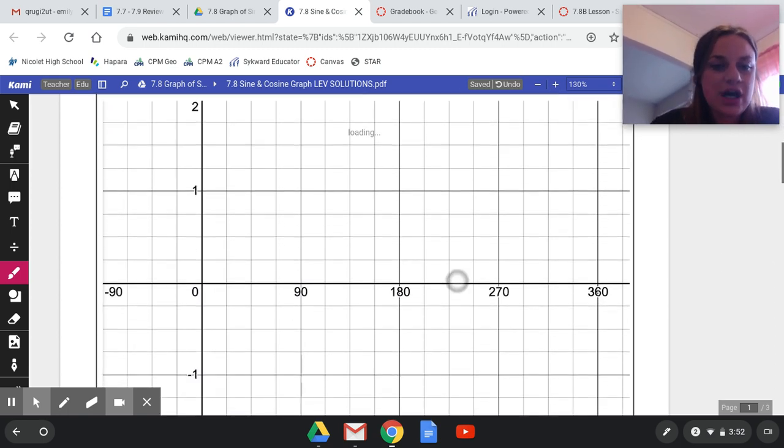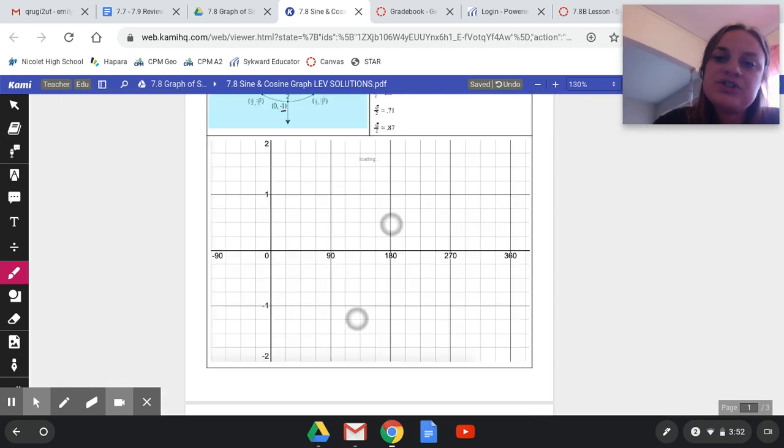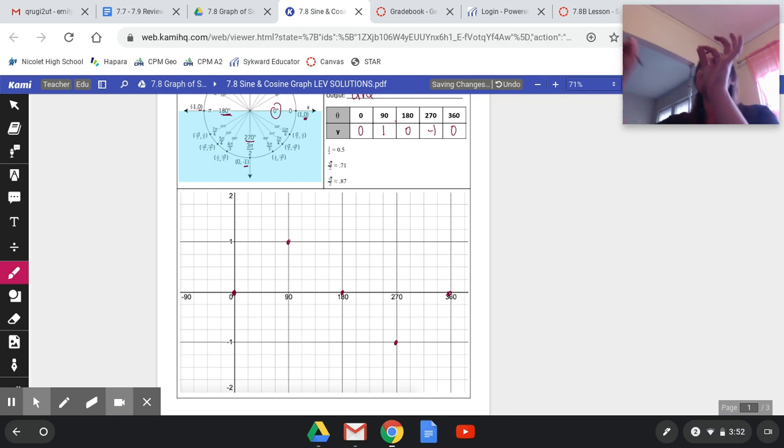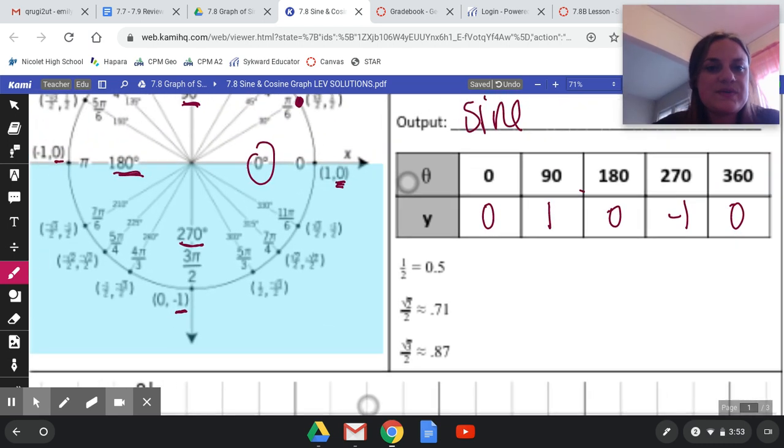So I'm just going to start by plotting these points, getting them from the table. Start at 0, 0, we're starting at our origin. 90, 1, that's right here. 180, 0, right there. 270, -1, beautiful. And 360, I'm back to my starting point, back at 0. I've rotated once around that Ferris wheel. This gives me a broad idea of what my sine curve is going to look like, but I might want to get some more values on there.